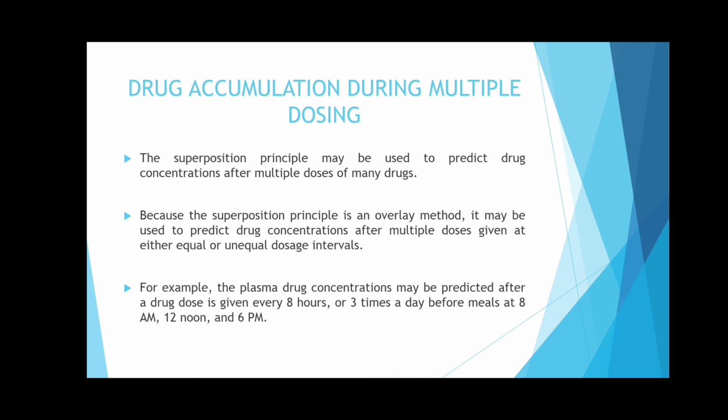The superposition principle may be used to predict the drug concentration after multiple doses of many drugs. Because the superposition principle is an overlay method, it may be used to predict drug concentrations after multiple doses given at either equal or unequal dosage intervals. For example, the plasma drug concentration may be predicted after a drug dose is given every 8 hours or 3 times a day before meals at 8 am, 12 noon and 6 pm.